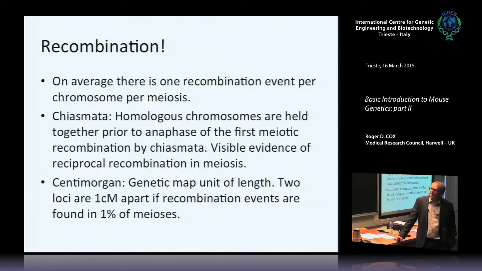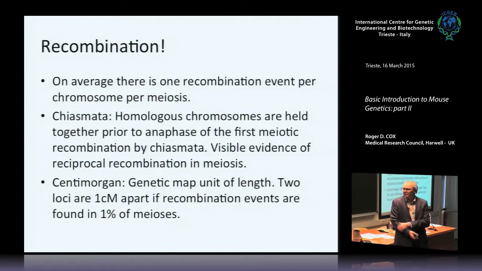So, as I said, on average, there's one recombination event per chromosome per meiosis. The homologous chromosomes are held together prior to the first meiotic anaphase by chiasmata. So you can see visible evidence karyotypically of these events, which I'll show you on the next slide. So on average, this occurs once per chromosome. So there's the opportunity to swap DNA once per chromosome per meiosis.